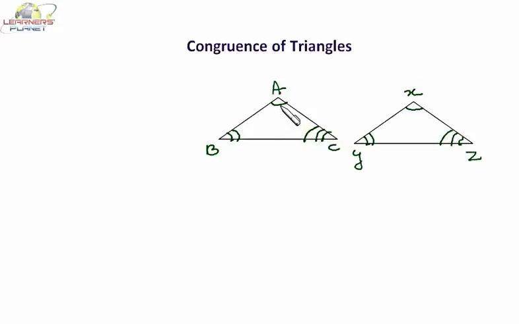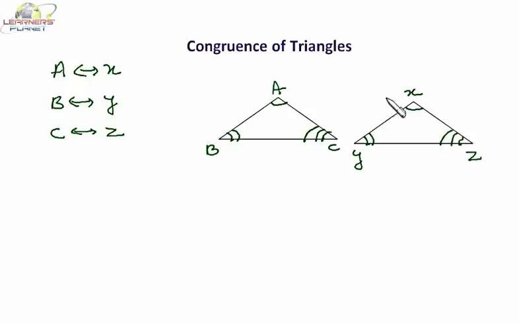Okay. Now just see over here. Here angle A matches with angle X, angle B matches with angle Y, angle C matches with angle Z. Along with that, AB is matching with XY line segment, AC line segment is matching with XZ, and BC is matching with YZ. So these 2 triangles are congruent. So symbolically we can present them as A is matching with X, B is matching with Y, and C is matching with Z.